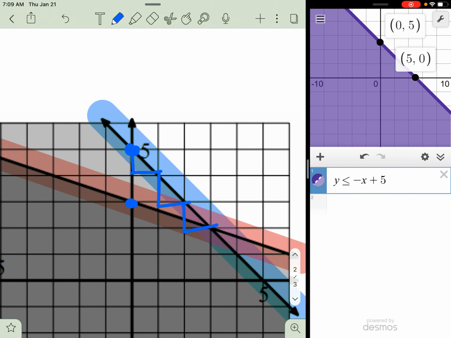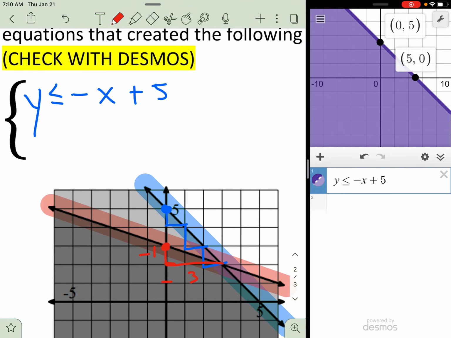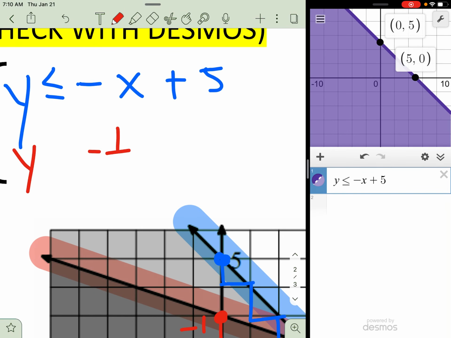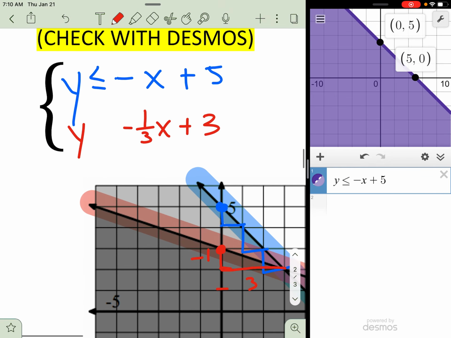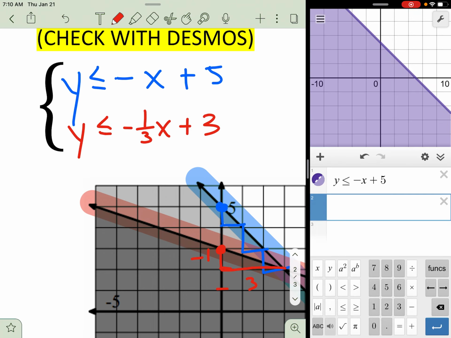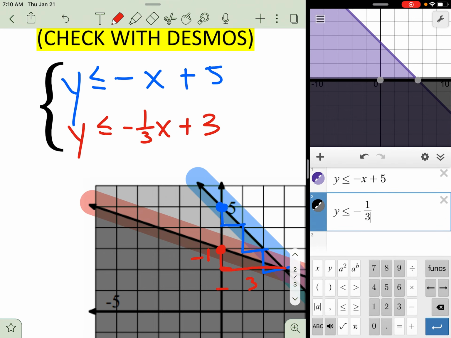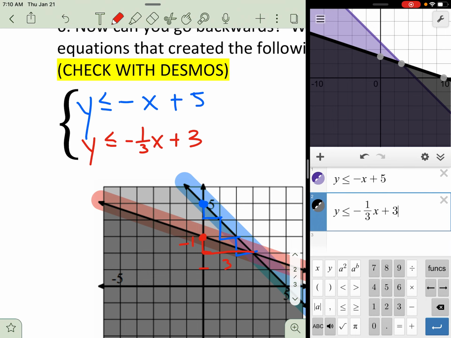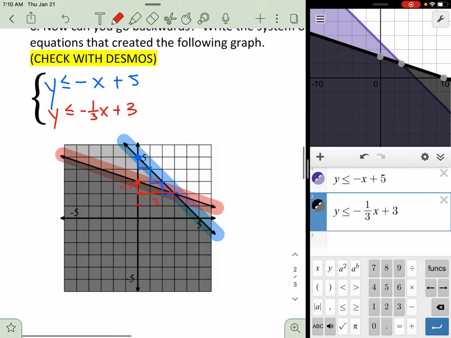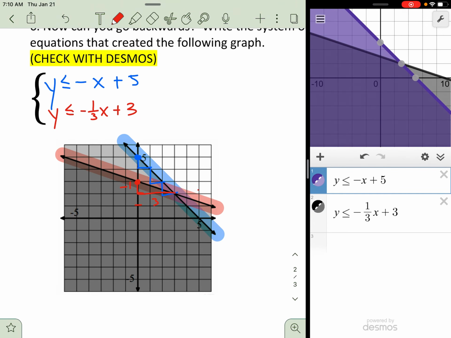So the red one here. Let's see, it crosses the y-axis at 1, 2, 3. That's where it touches. And it looks like it goes down 1 over 3. Down 1 over 3. So my slope here is negative 1/3 x. Starts at a positive 3, and it's also shaded below, and it's also a solid line. Okay, so you have negative 1/3 x plus 3, and now you have your 2 lines.